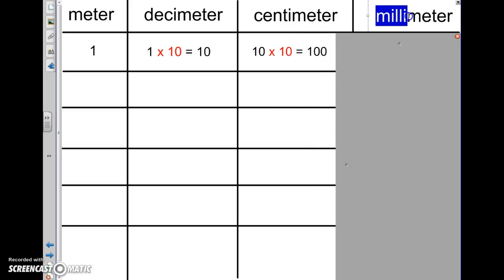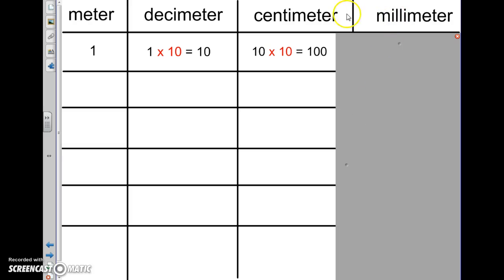Can you guess what milli is Latin for? Alright, so let's see. Well, remember, every time we move over to one of these different measurement units, it's 10 times more of them, because they're actually 10 times smaller. So we have 1 meter, it's 10 times that to find out how many decimeters are equivalent to that meter. To find out how many centimeters in a decimeter, we multiply it by 10, right?